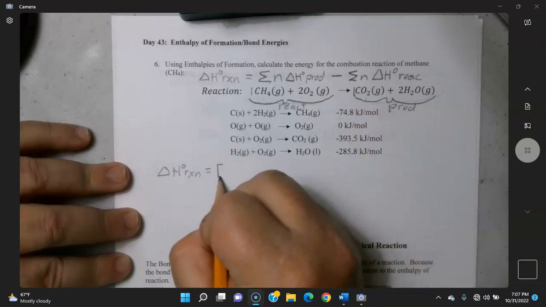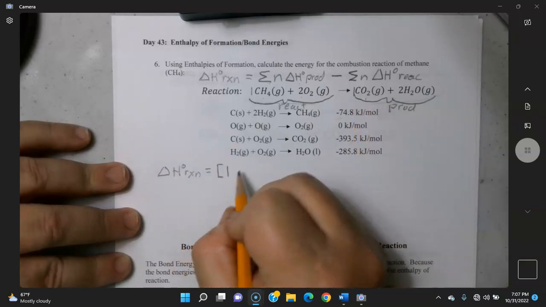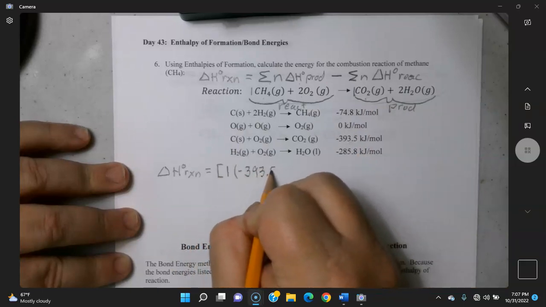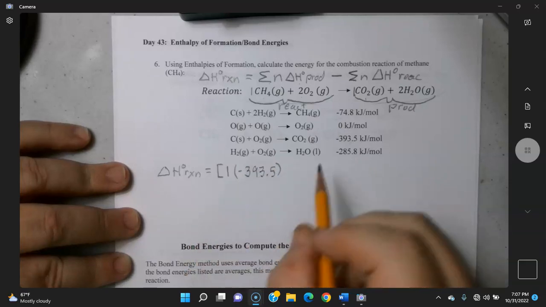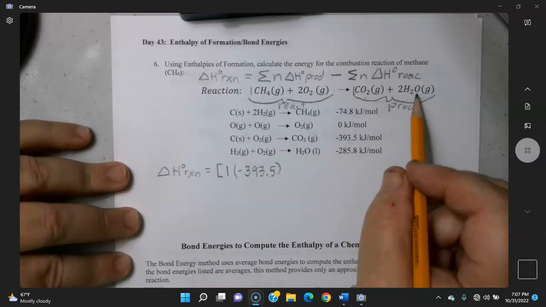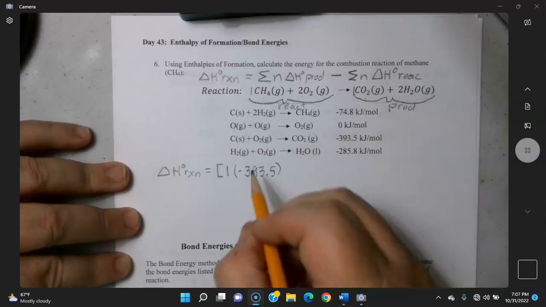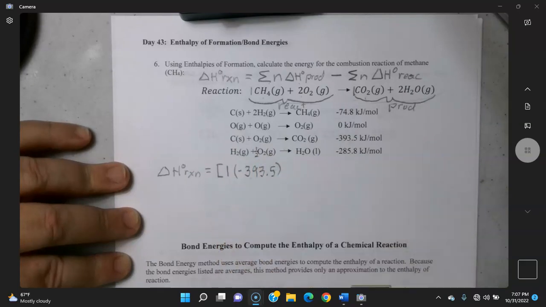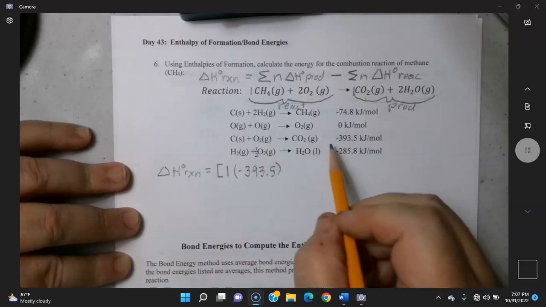So I'm going to use square brackets. I'll explain that in a minute. 1 mole, negative 393.5. I'm not going to put kilojoules or any of that. Just clutters up the page. Okay. Then we have 2 H2Os. And here's H2O down here. By the way, this should have been 1/2 H2O like it was on the previous example I gave on the previous page. Okay. And that's negative 285.